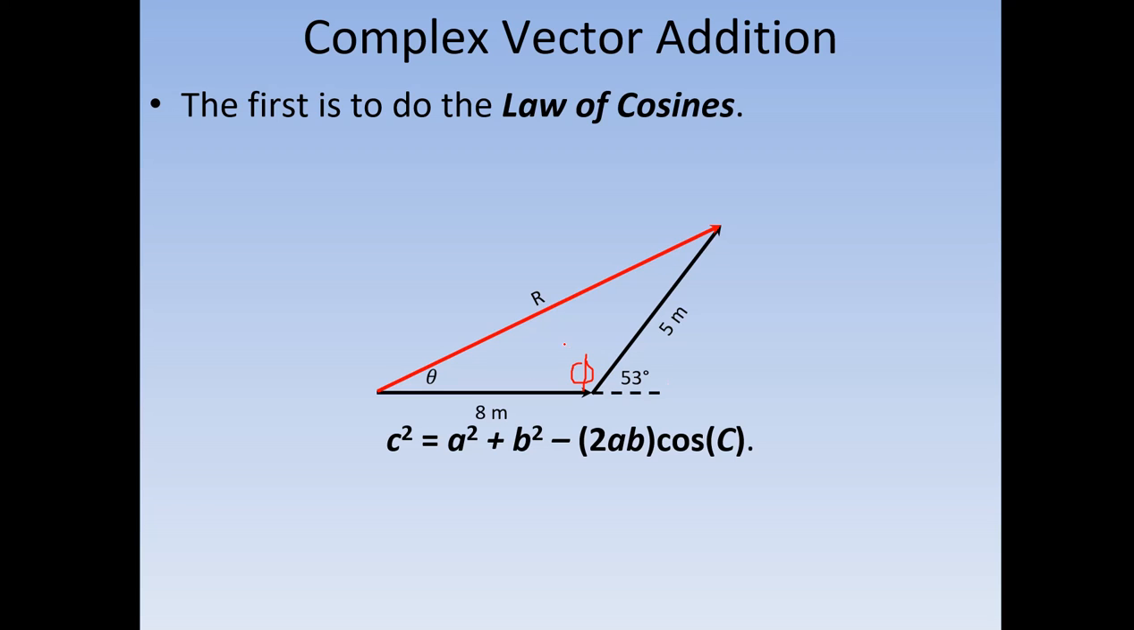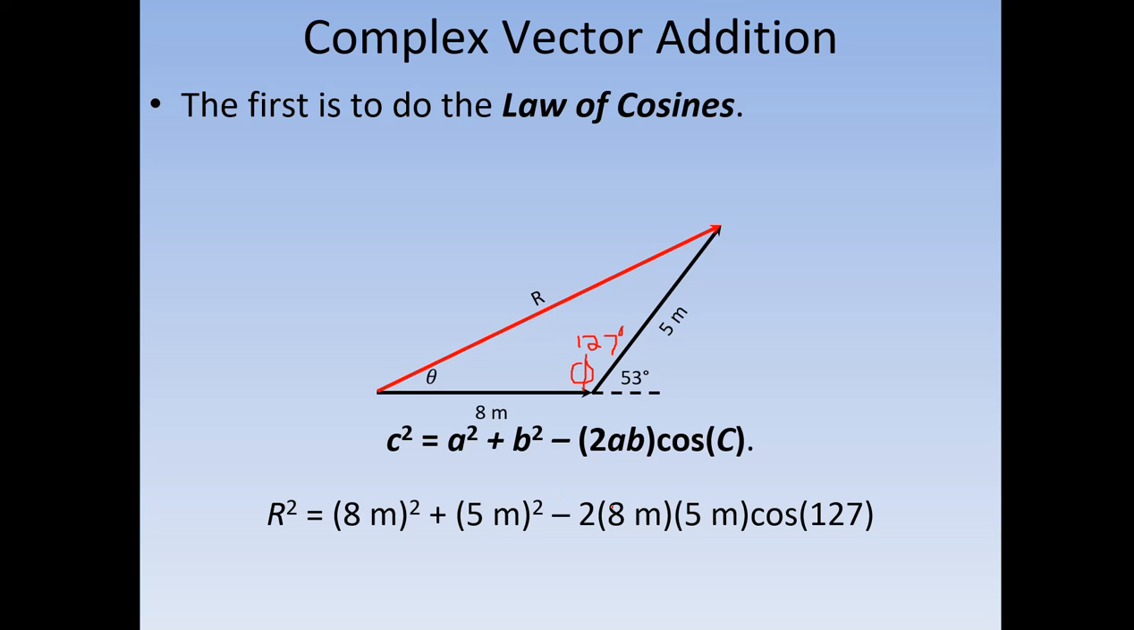From here, right now we don't have this angle, so we have to use geometry. We have a flat line, and then we have a line bisecting it, or not bisecting it, but crossing it. So we know that this entire angle should add up to 180. If this angle is 53, then this should be 127 degrees. So from here, I now have enough information to plug my numbers in. 8 meters squared, 5 meters squared, all this stuff, cosine of 127 degrees. And I should end up getting 11.7 meters. So that's what you could do for law of cosines.